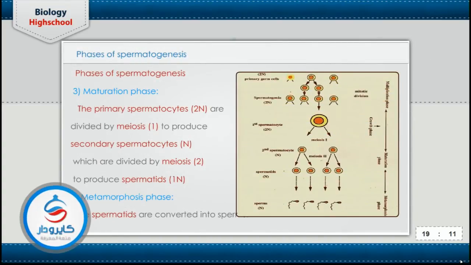The third stage of spermatogenesis is called maturation. Maturation means meiosis 1 and meiosis 2. Meiosis 1 changes the primary spermatocytes into secondary spermatocytes, 1n. The secondary spermatocyte passes through meiosis 2 to change into spermatids. The spermatids pass through the 4th stage, which is called metamorphosis, to change the shape of the spermatid into the shape of the sperm.